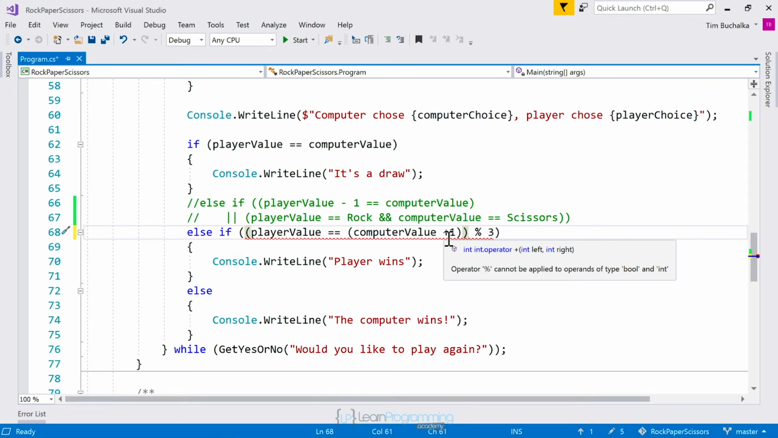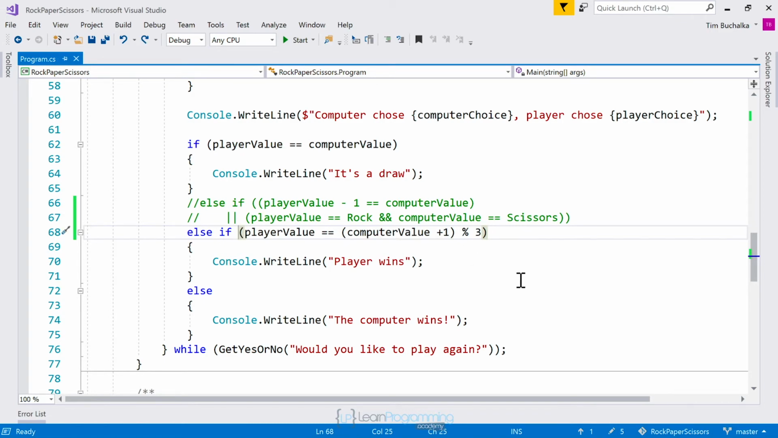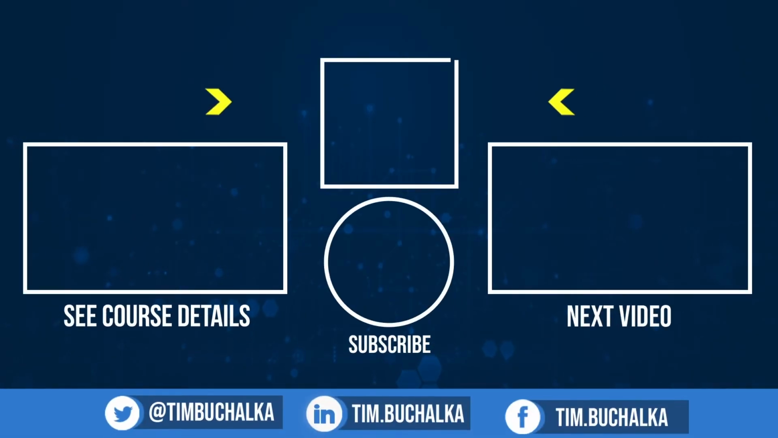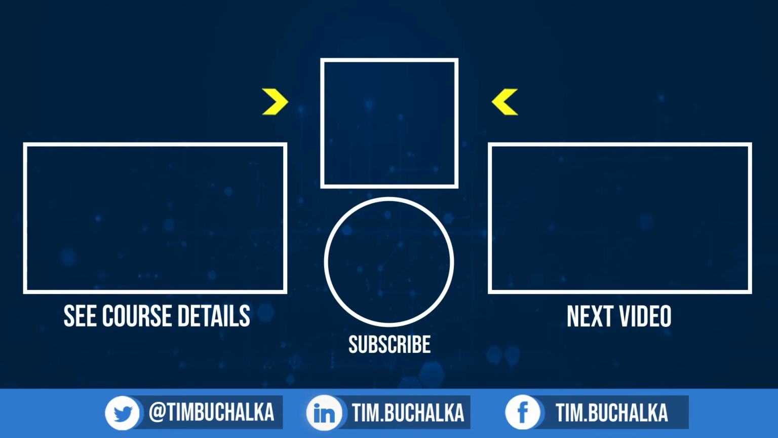All right, so I'll undo that change. All right, so we'll finish the video here, and in the next one, we'll have a look at the remaining relational and conditional operators.